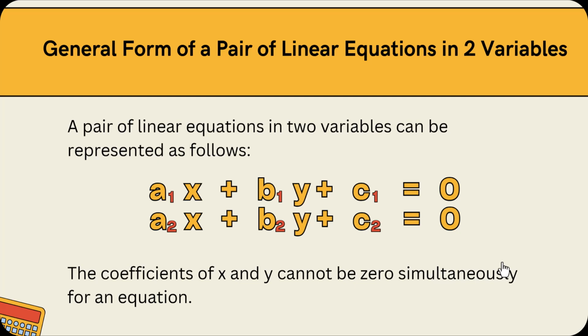The coefficients of x and y cannot be 0 simultaneously for any equation. Definitely, if one becomes 0, it becomes a linear equation in one variable. So can a and b be 0? No, right? x can be 0, y can be 0, but that term should not go from the equation. What happens if a1 is 0? It becomes 0 into x, which is 0. b1 being 0 means 0 into y, which is 0. The coefficient will go. So that is what they're saying: the coefficients of x and y cannot be 0. x and y can be 0, it's a point.